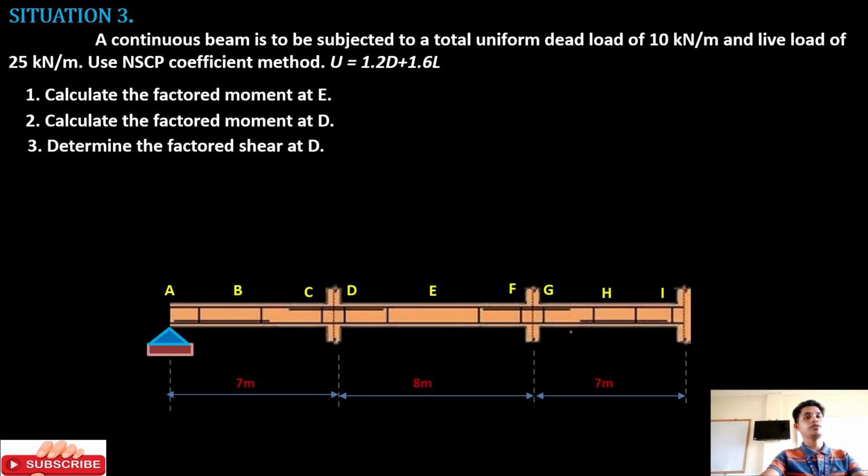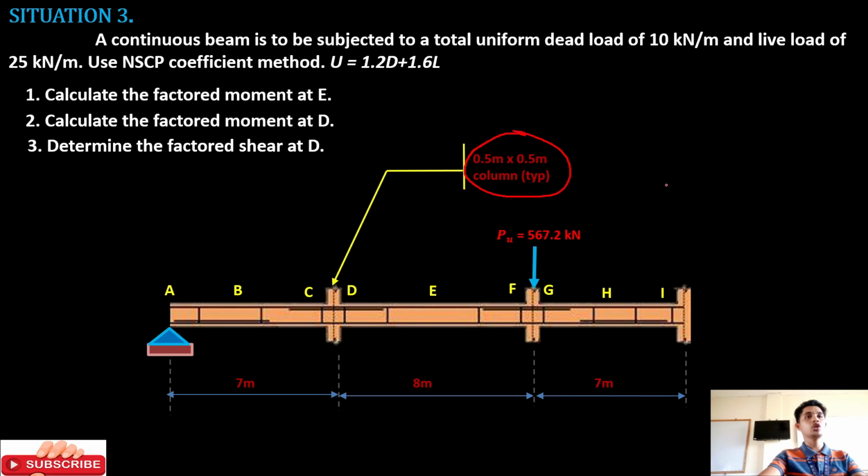So, ito yung ating figure. Meron tayong 3 spans, may length na 7 meters, 8 meters, at 7 meters. Mayroon ditong axial load sa point G na 567.2 kN. Hindi naman natin siya magagamit siguro. And ang dimension ng column, mahalaga ito. Ang dimension ng column natin is 0.5 by 0.5 meters. Typical, lahat ng column natin is 500 by 500 or 0.5 meter.